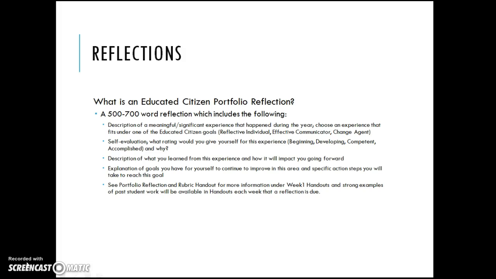Like I said, there's the portfolio reflection rubric under week 1 handouts. And then I also will provide examples of strong reflection papers in each week that you have a reflection due. So in week 2, you have a reflective individual due. You can go to week 2 and see that there's an example of a reflective individual, just so you get a sense of how it's written, how it's structured.